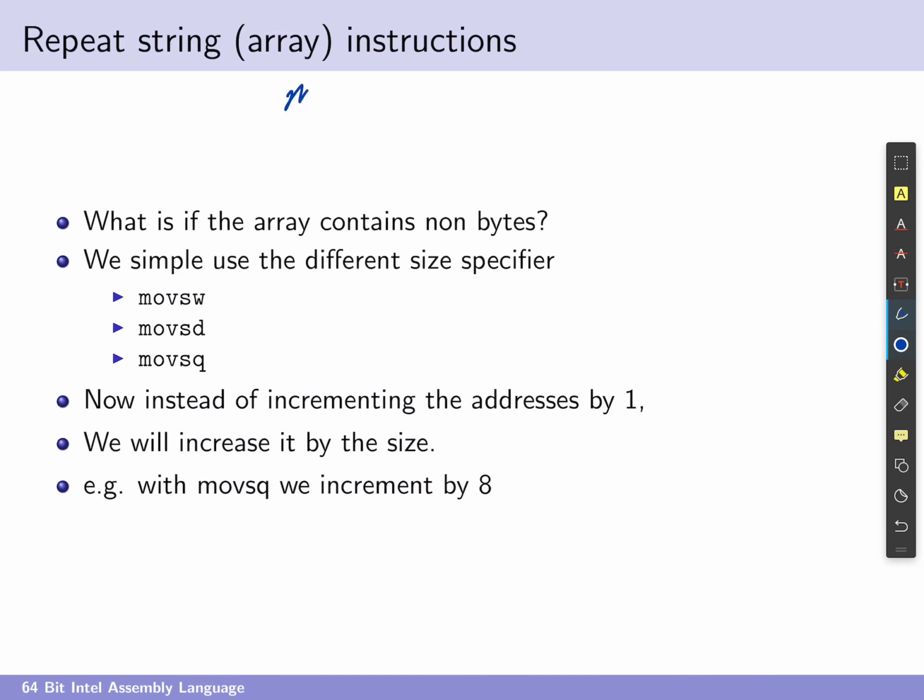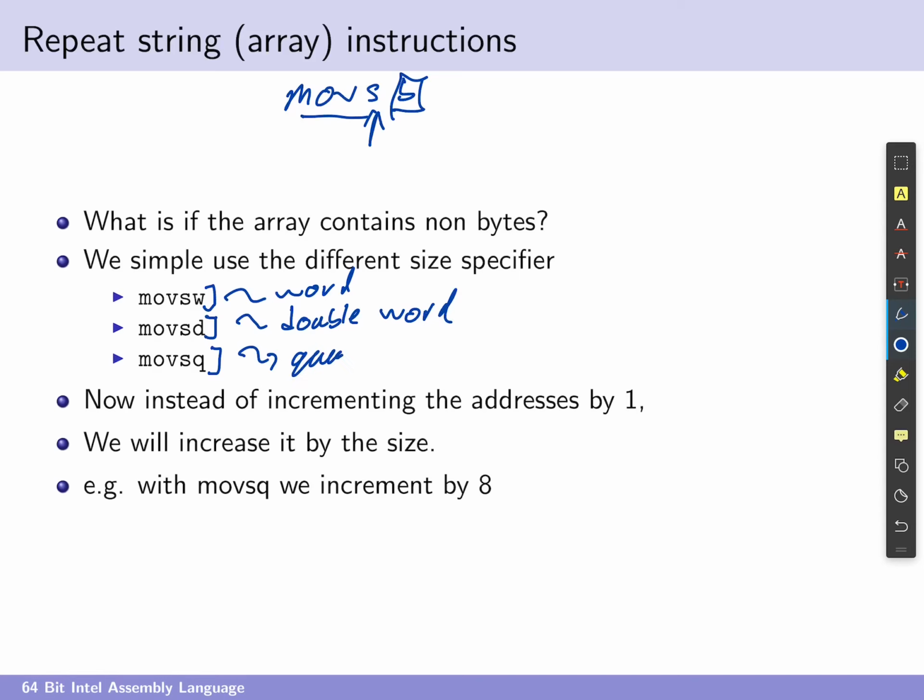Before I get to the other variants, I just want to specify something. The first instruction we discussed was of the form move string byte. So normal move, an array of elements, or a string of elements, of size byte. But what happens if you don't have an array of bytes? What if you have an array of words or double words or quad words? Well, you can actually use the exact same structure. You simply change the last letter to correspond to the size. So this is for a word. This is for a double word, or double data word. And this last one is simply for a quad word.